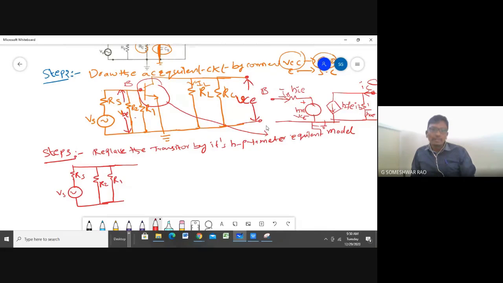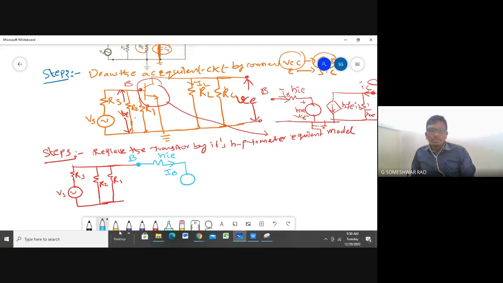Let me change the color of that, then you will understand which one is new. This one is the base, and this one is HIE. The current which is flowing is IB.